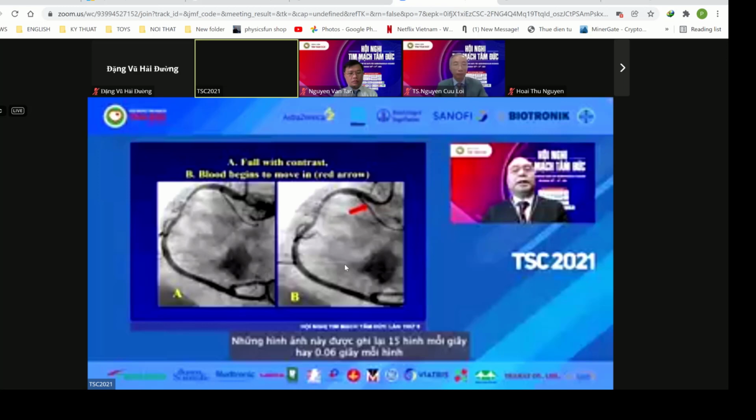Now, what is the mechanism of the lesion at the outer curve of a side branch, in this case the left circumflex? The mechanism is separation, then recirculation, and turbulence at the outer curve of the side branch.